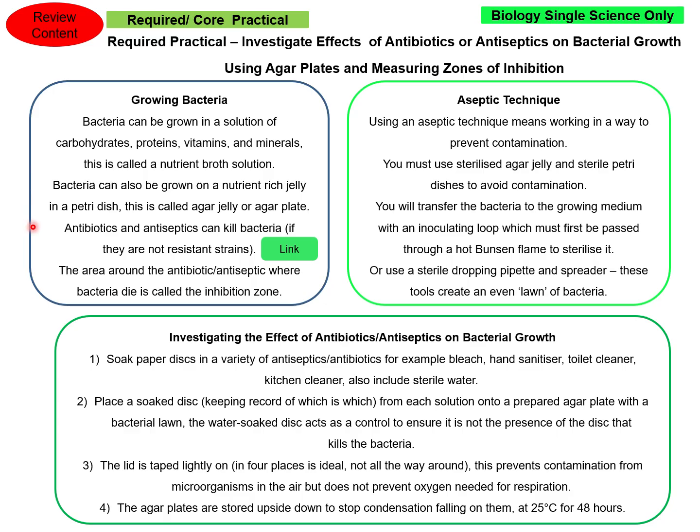Antibiotics and antiseptics can kill bacteria if they're not resistant strains, so that links in with antibiotic resistance in another topic. The area around the antibiotic or antiseptic where bacteria die is called the inhibition zone. So that's a really important term.